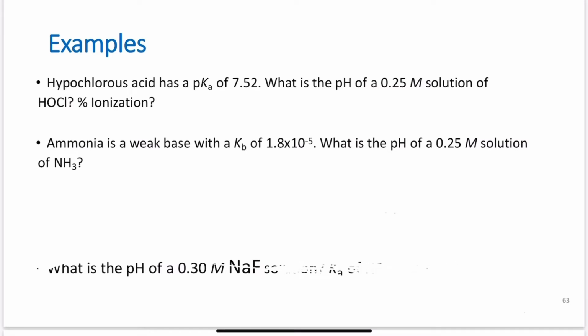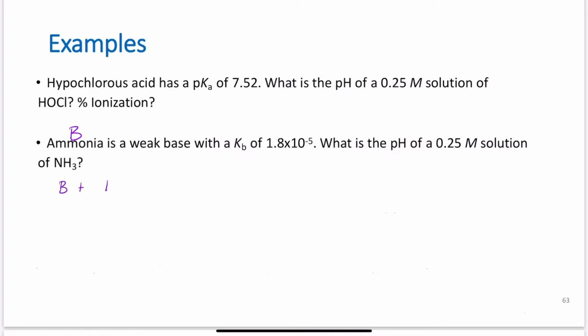The next one we're going to answer, though, is ammonia is a weak base with a Kb value of 1.8 times 10 negative fifth. What is the pH of a 0.25 molar solution of NH3? So NH3, you guys should know, is ammonia. So it's giving me the Kb value anyway, which means it's a very straightforward question. I'm going to use the letter B to represent my ammonia, B for base. I'm given the Kb value, and I'm given the initial concentration.